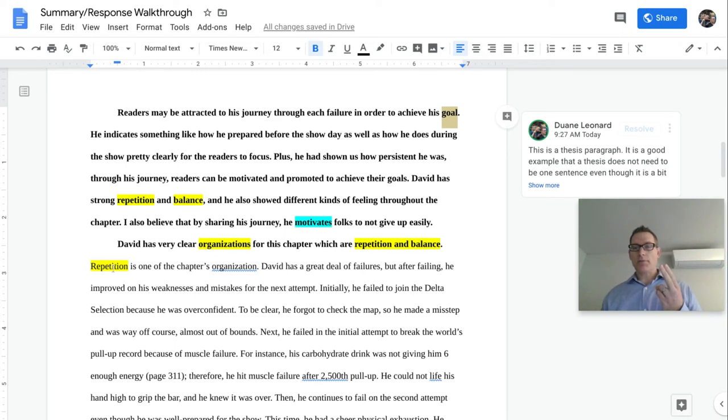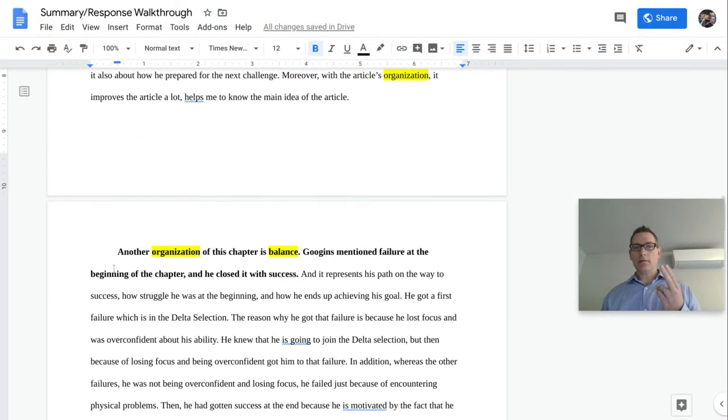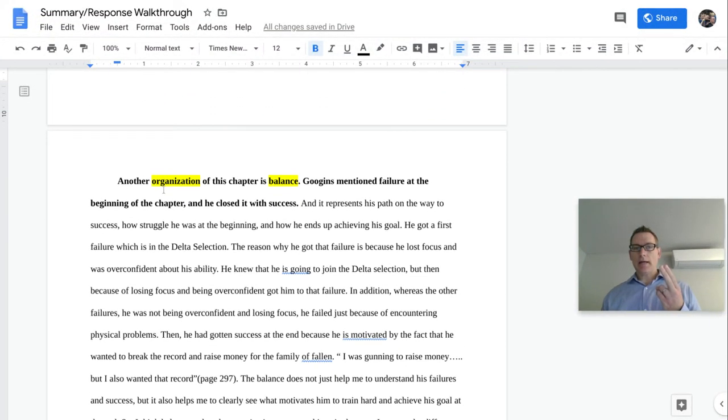So the author is going to first talk about repetition. The next paragraph, it's again about organization. Notice the repetition of this word. Another organization of this chapter is balance. So still doing how. Goggins mentions failure at the beginning of the chapter, and he closes it with success. So this is discussing balance, also how.